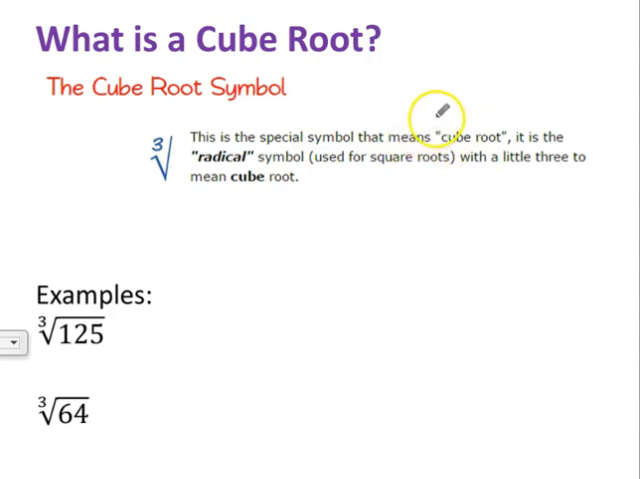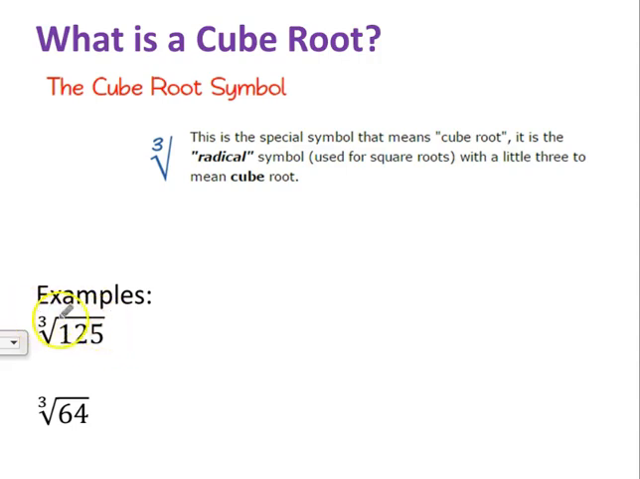A cube root is going backwards. Let me backpedal a second here. First of all, what does the cube root symbol look like? It's right here. It looks similar to a square root sign, except that we put a little 3 up here to show that it's the cube root. What we're trying to do is find what number times itself 3 times will give us the radicand. Remember, that's the number underneath the cube root sign.